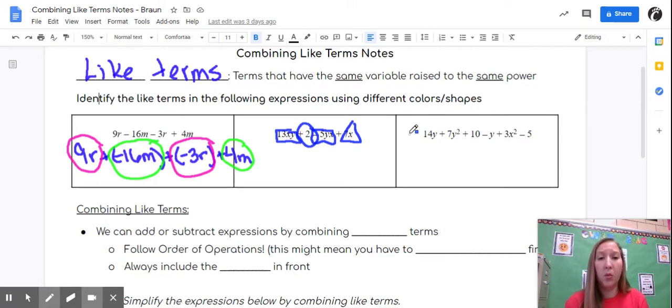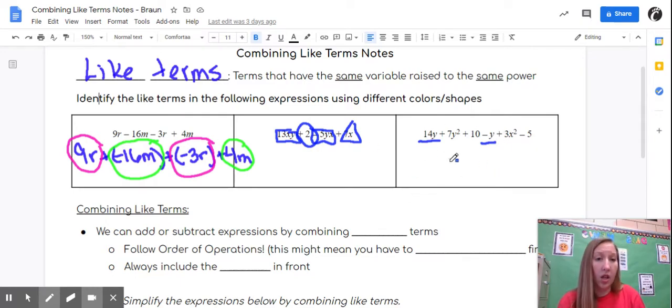We have 14y plus 7y squared plus 10 minus y plus 3x squared minus 5. So we have a lot going on here in this expression. So I'm going to just start with my first term. I have 14y, and I'm going to look, and I'm just going to underline this one. Later here in my expression, I have a minus y. Those are like terms because they both contain just a y.